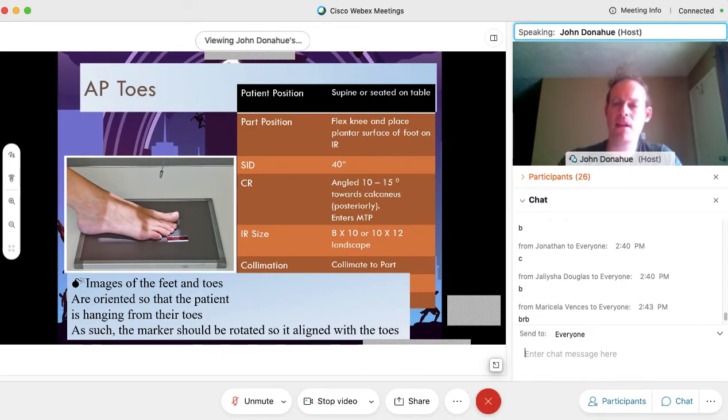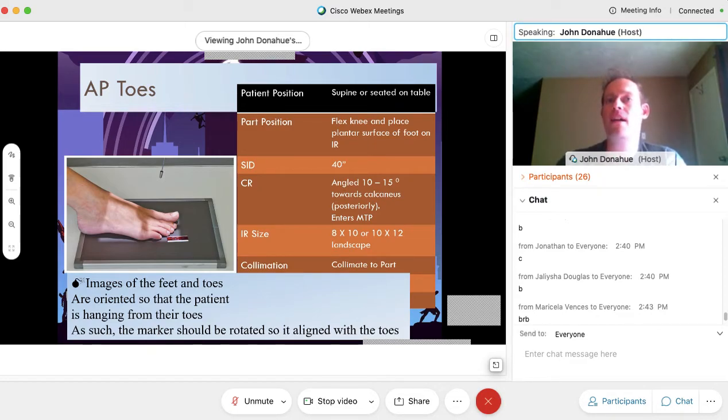Okay. IR size, it depends on how many toes you are x-raying. If you're x-raying only one toe, you want to use an 8x10 landscape. If you're doing all the toes, you want to go ahead and use a 10x12, just depending on how large the foot is. That's where you kind of use your own judgment on that. A lot of people's feet are very small, so they would fit on an 8x10 fine. But the general rule is if it's one toe, 8x10, all the toes, 10x12, but both would be in a landscape orientation.